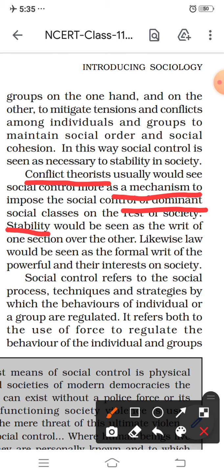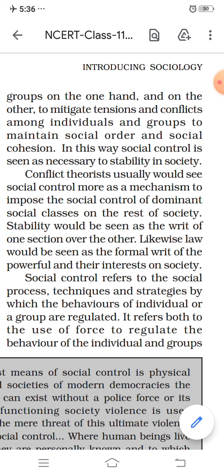Likewise, law would be seen as the formal writ of the powerful and interests in societies. Next, social control refers to the social process, or the techniques and strategies by which a group regulates behavior. It refers both to the use of force and to the regulation of the behavior of individuals and groups, as we have seen.